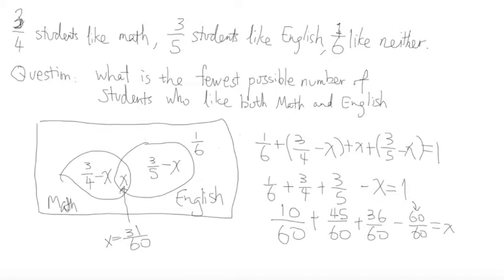And 31 does not have any common factor with 60, which means the least total number of students you can have is 60. Otherwise, you won't get an integer. 31 over 60 times 60 becomes an integer, but anything smaller will give a fraction. So the lowest number of students you could have in the whole class is 60, and the fewest number of students who like both math and English will be this times 60, and the answer is 31.